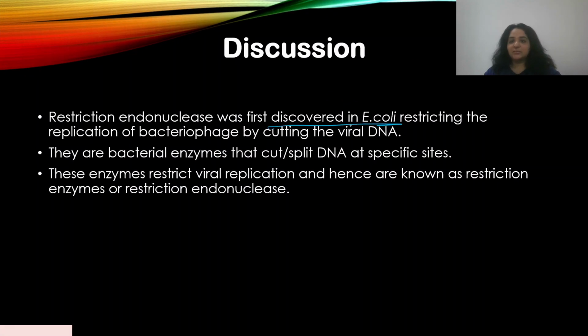So it was first discovered in E. coli, restricting the replication of bacteriophage by cutting the viral DNA. Okay, and they are bacterial enzymes that cut or split the DNA at specific sites. That's how it was discovered, and therefore they are now used in genetic engineering because of this particular property. Okay, so they are synthesized by the bacteria, but then eventually they are used for genetic engineering. So I won't say that both the answers are wrong, but if you have to really make a decision between B and C, then just choose B for the safest option. Okay, and the most obvious option, yes, they're used in genetic engineering.